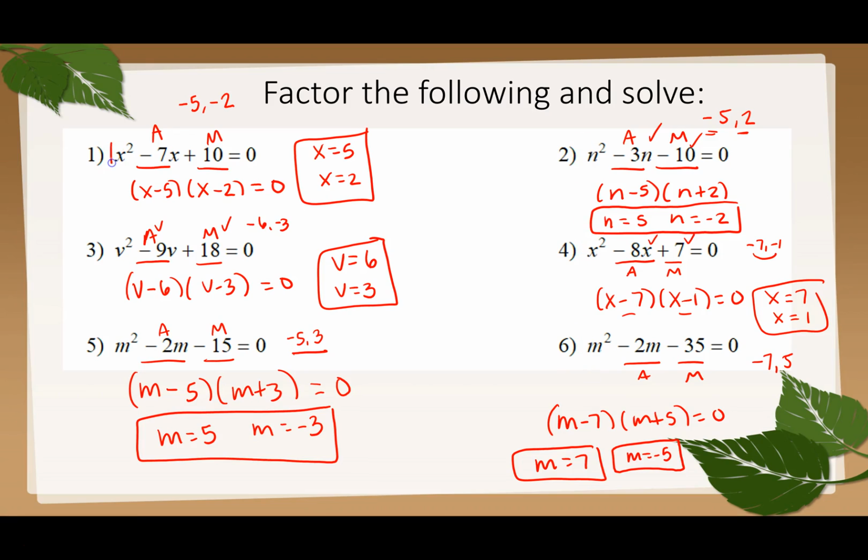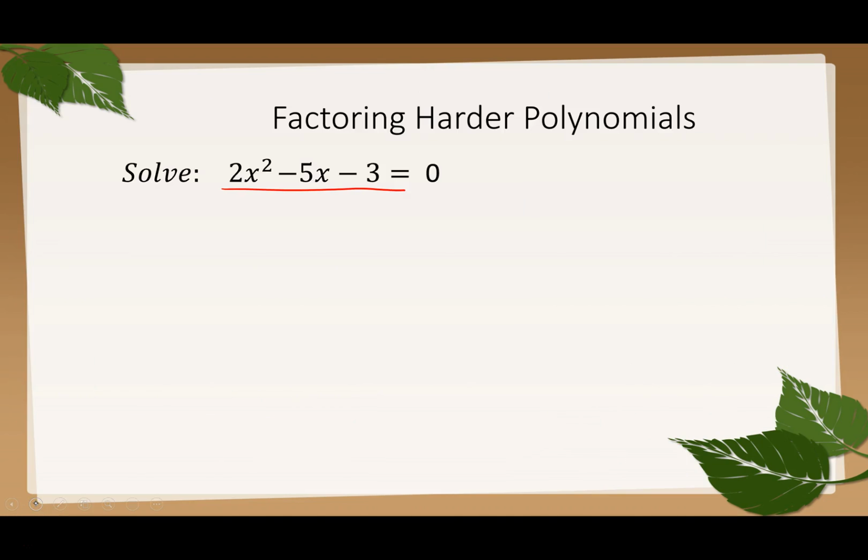Well, this is a 1x squared, a 1v squared, a 1m squared, a 1n squared, a 1x squared, a 1m squared. But look at what we have over here. We have an a value that is not 1. In fact, it's 2. So this would be considered a harder problem. And there's a different method for factoring them. And let me show you that now.